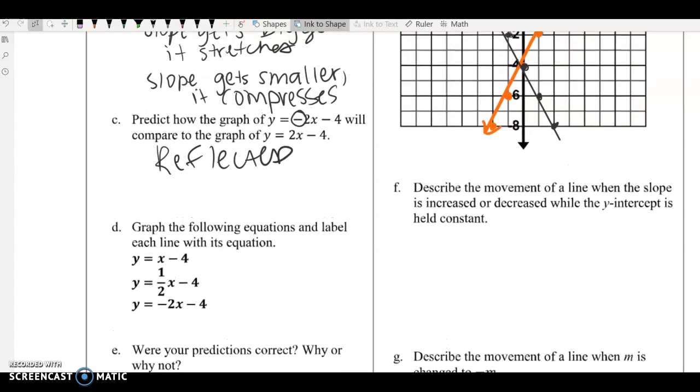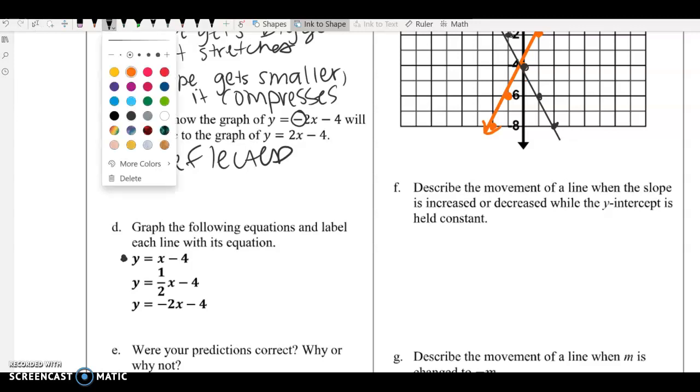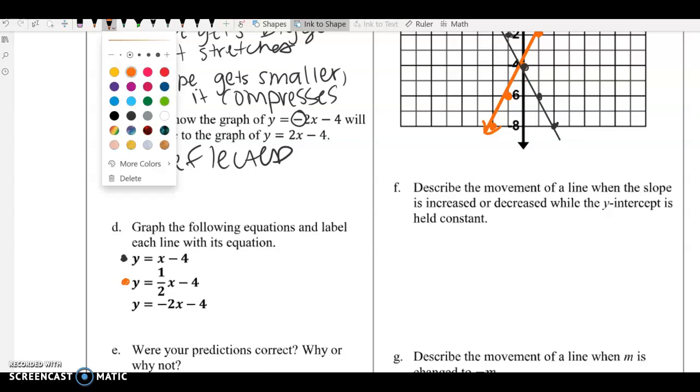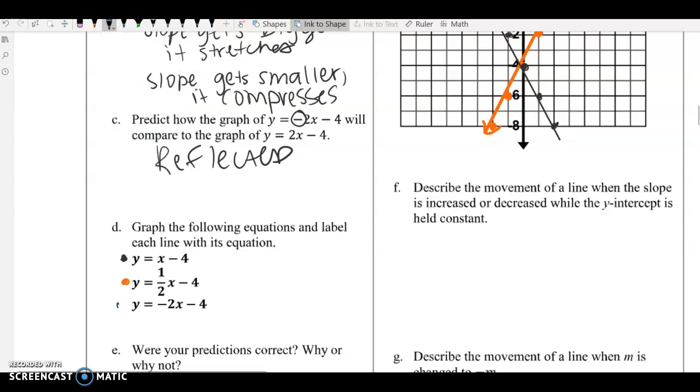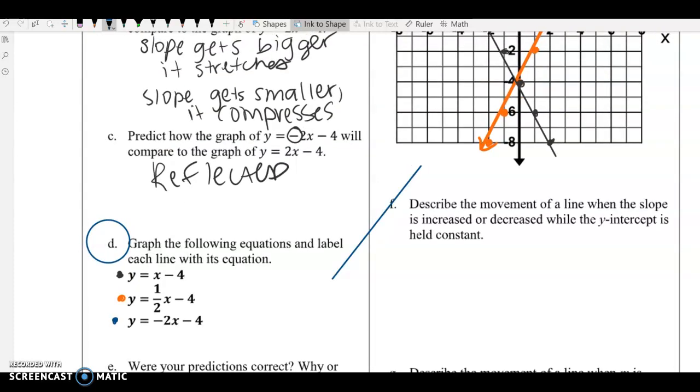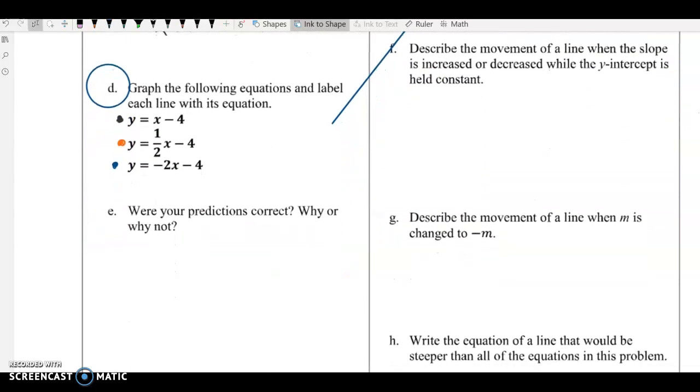Okay, for D, they want you to go ahead and identify and graph the following two slopes. So black for one, orange for another, and let's do blue for the third one. I'm going to have you guys do D on your own. You're going to erase the graph over here. Okay, were your predictions correct?